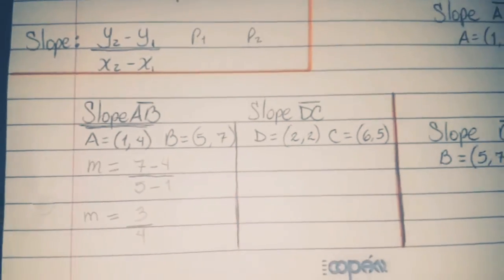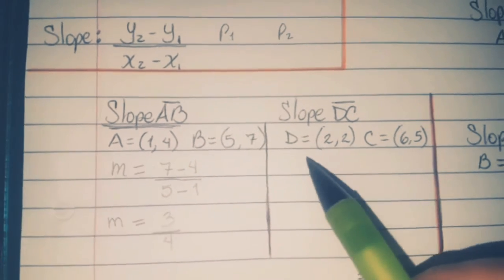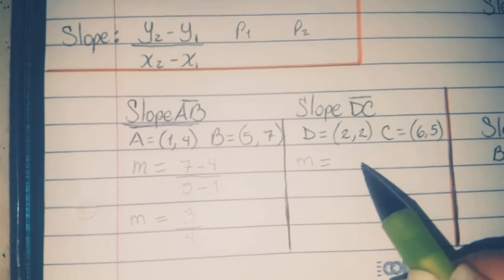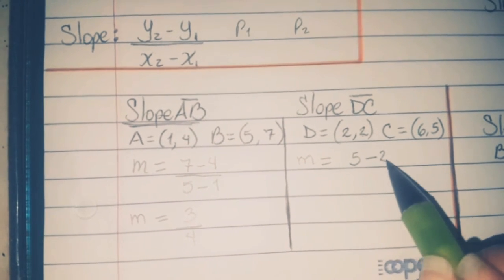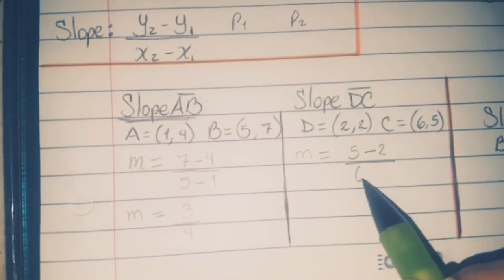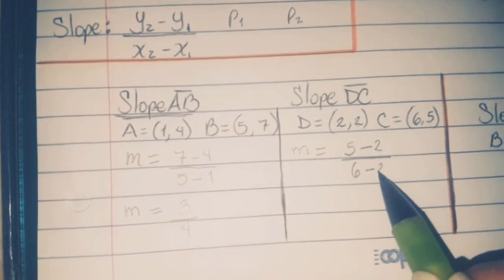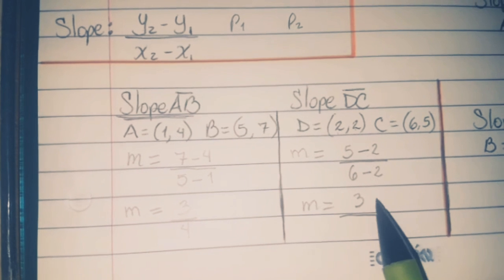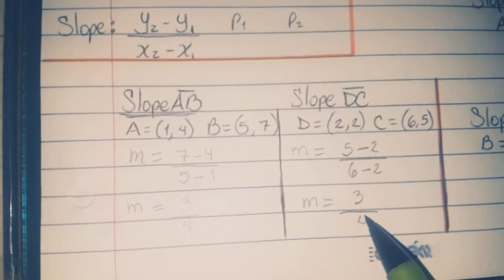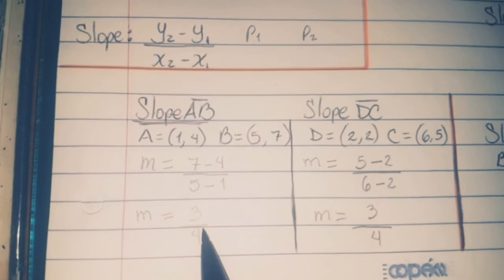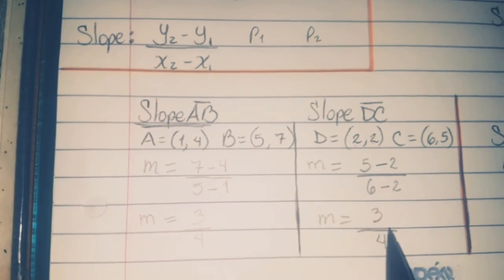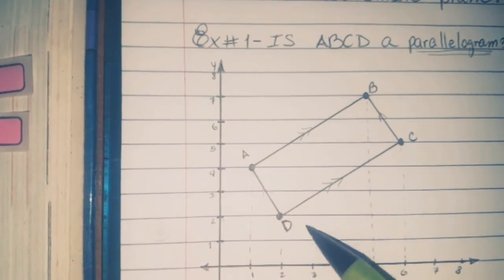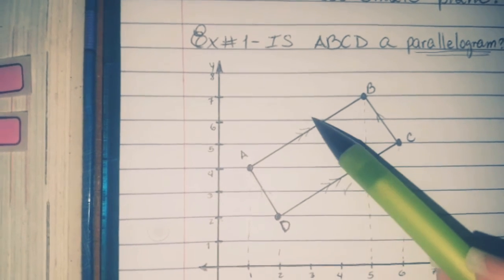Let's work with the slope of the second segment. The slope equals y2 minus y1, all of that over x2 minus x1. The slope equals 5 minus 2 is 3, all of that over 6 minus 2 is 4. So as you can notice, the slope here is 3 over 4 and here it is also 3 over 4, meaning that AB and DC are parallel.